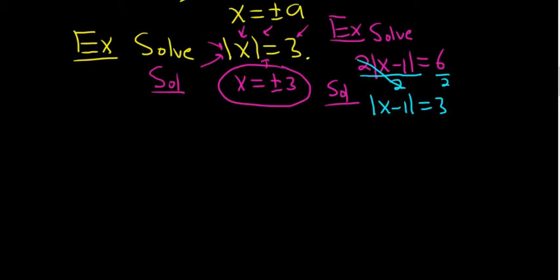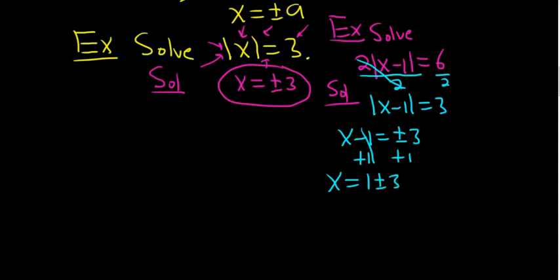We can drop the absolute value and put a plus or minus. So x minus 1 is equal to plus or minus 3. To finish, we can just add 1 to both sides. So plus 1. Plus 1. So we get x equals 1 plus or minus 3.